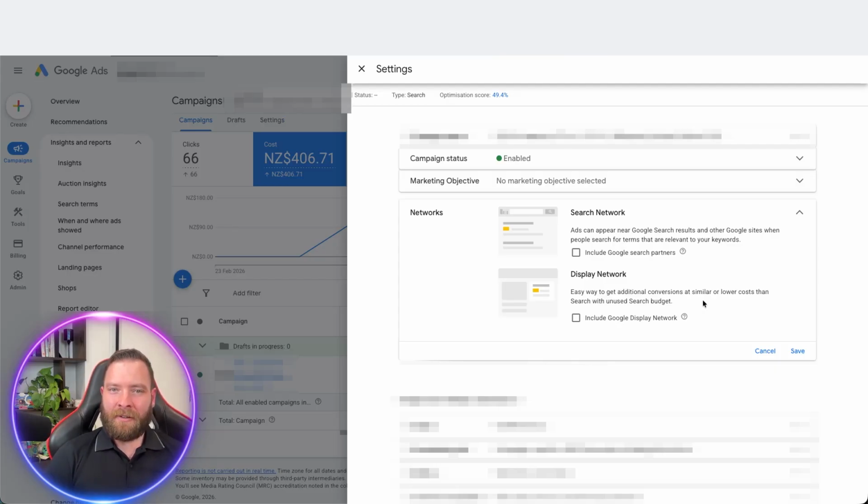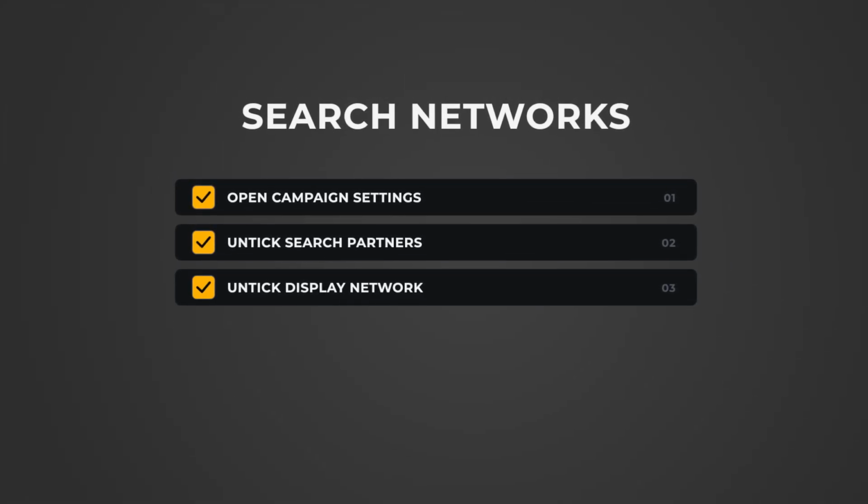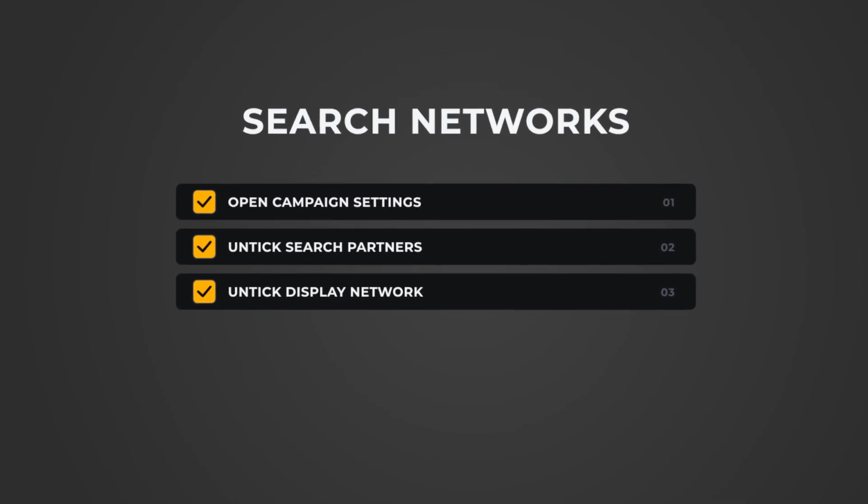Google is an intent marketing tool. You want to be in front of people when they're looking for you specifically, not just when they're looking at some game or on an app or any other website that's not intending them to buy.